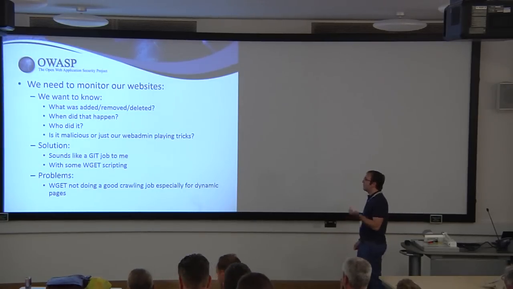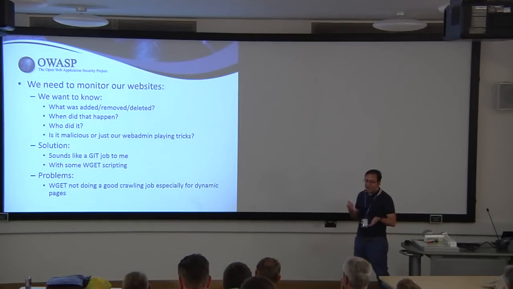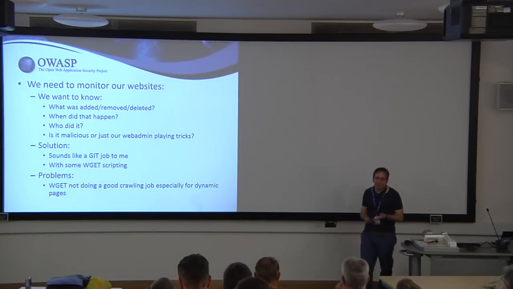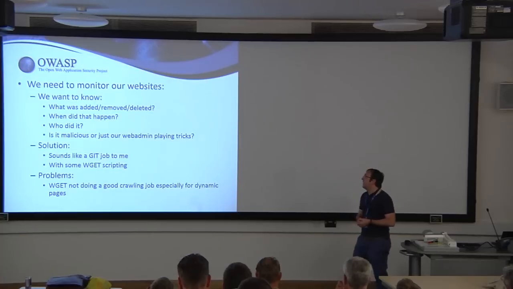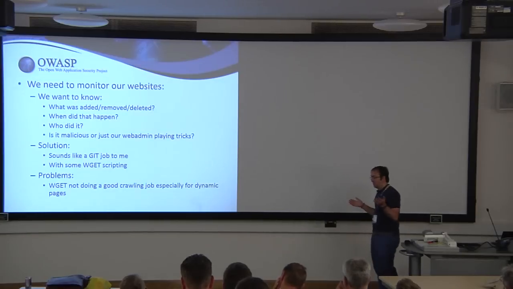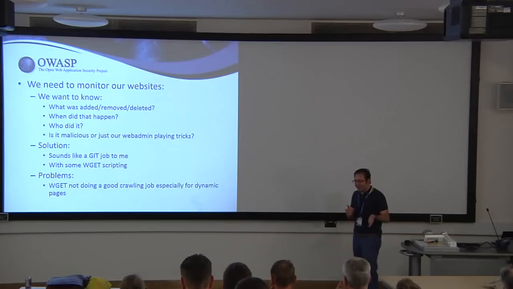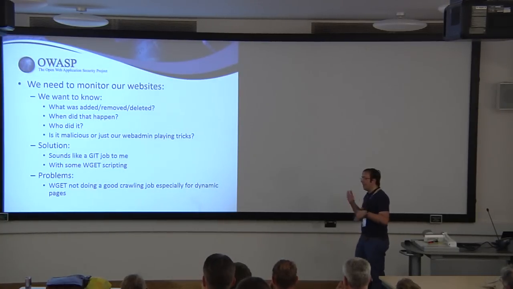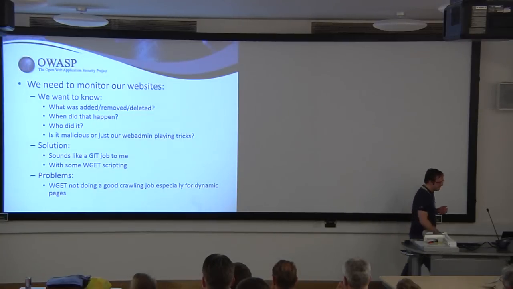We want to know what was added, what was removed from the website, and when did that happen. It's really important, because if an admin was doing some updates, then we know that on that day the admin was adding a new page. So that's probably what it was. That's essentially to reduce false positives. Who did it? That's a little bit more complicated, so it's hard to say. And then, is it malicious behavior, or is it some sort of new library that was added and somehow was obfuscated or minified? We don't want to flag that continuously, to reduce the false positives.